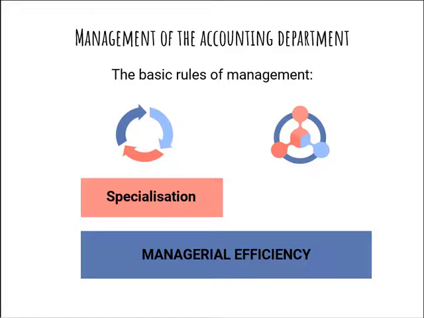Next, we have the management of the accounting department. So the basic rules of management, as outlined earlier in this chapter, also apply to the management of the accounting department itself. So first, we have the specialization. The department's work is very varied, and we can obviously increase efficiency by making staff specialize in a section of the work. So you will see later that this also helps to improve control.